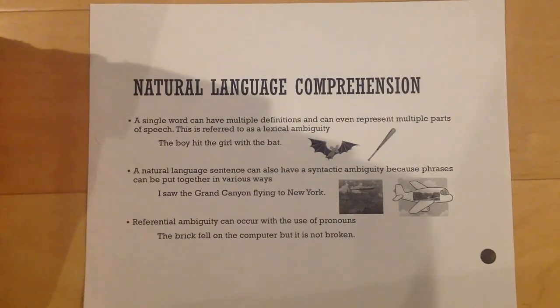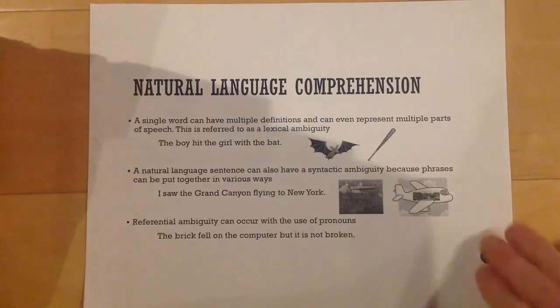And then referential ambiguity can occur with the use of pronouns. The brick fell on the computer, but it is not broken. All right, what's not broken? Is the brick not broken? Is the computer not broken? There's all sorts of ambiguity in that sentence that we as humans can usually figure out, but a computer program has a far more difficult time doing that sort of thing.